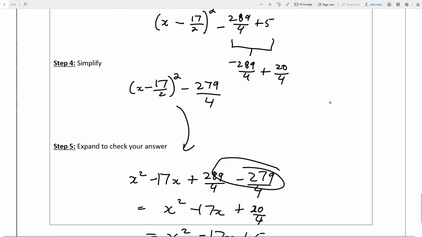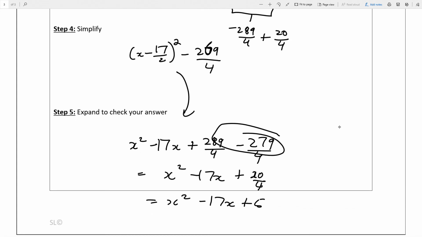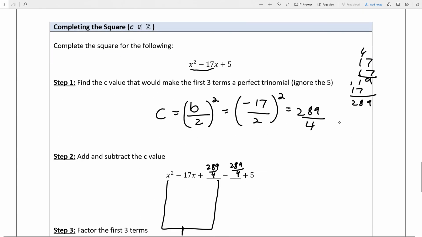Oh, that's a mistake. So here I made a mistake. It's negative 289 plus 20 over 4, which should be negative 269, right? I'm pretty sure most of you found that error when I was going through that section. So here, this should be 269. And this should be, yes, 20 over 4. That makes more sense. And once we expand it, we get the same expression that we had at the beginning.